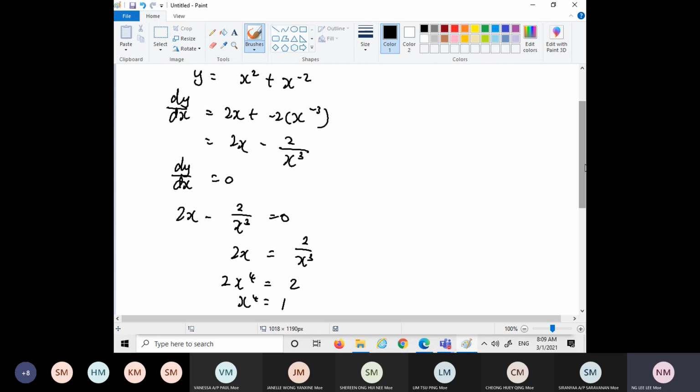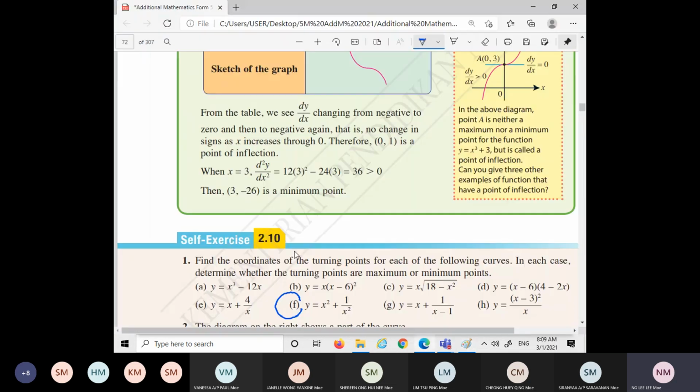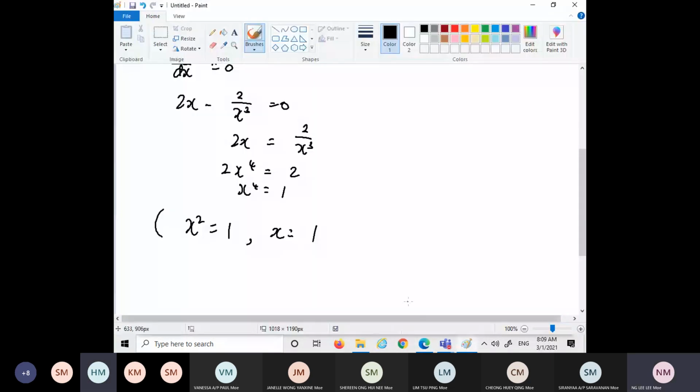When you come to here, let me ask you this question. If you have x squared equal to 1, what's your answer for x? Is it only 1? No. Then? Plus minus 1, yes, you are right. Same as this case, because of power 4.